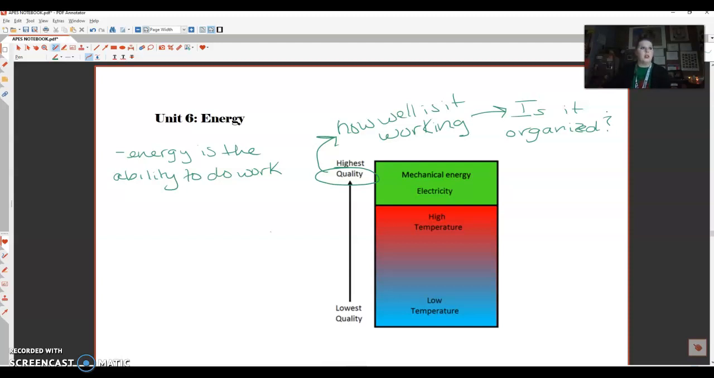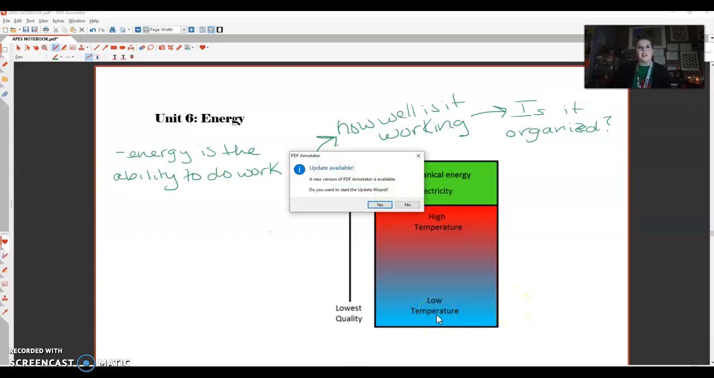When we look at this picture, it's showing the difference between high quality and low quality energy. The lowest quality is going to be temperature. Heat is a type of energy. Heat does have the ability to do work.